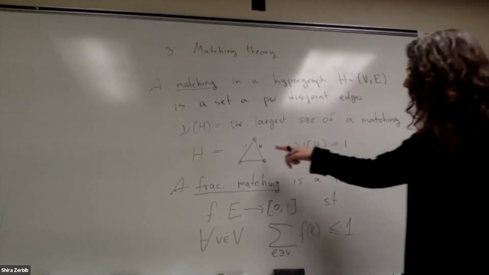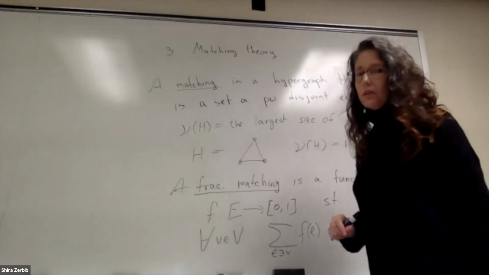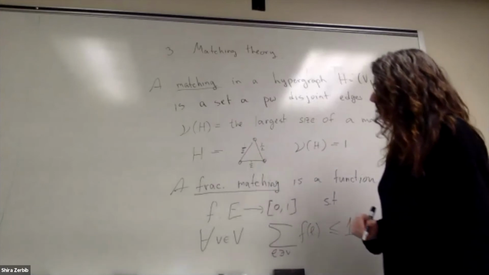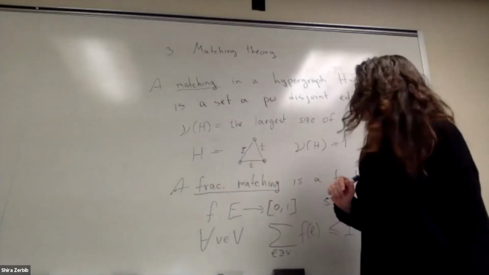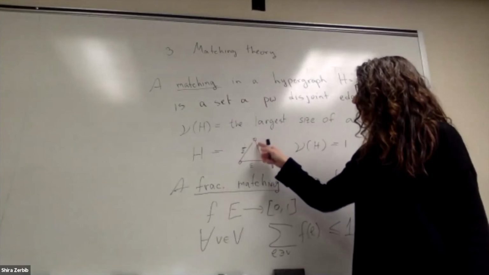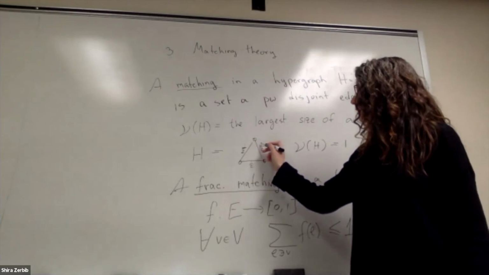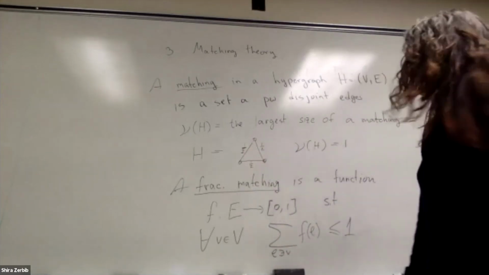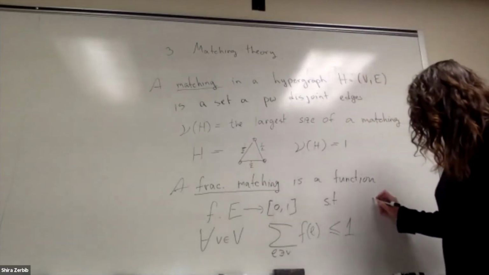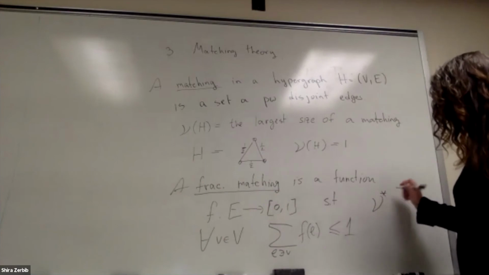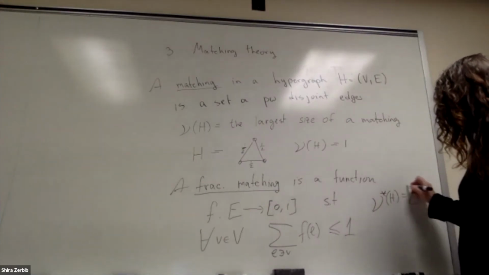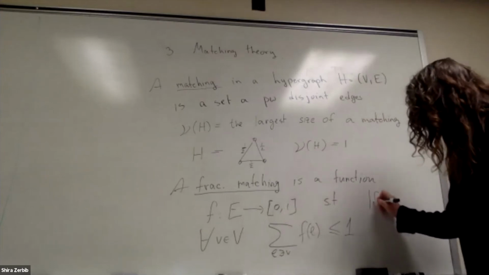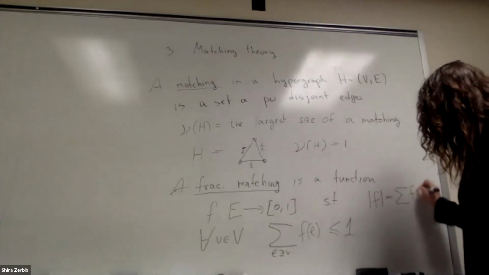Okay? So if we go back to our triangle example, I can give 1/2 to each one of these edges. And this will be a fractional matching because on every vertex, I see that the sum of the weights of the edges containing it is not more than 1. Actually, it is exactly 1 in this example. Okay. And the fractional matching number, denoted by nu star of H, is the sum of all the weights. So the size of the fractional matching is the sum of all the weights.